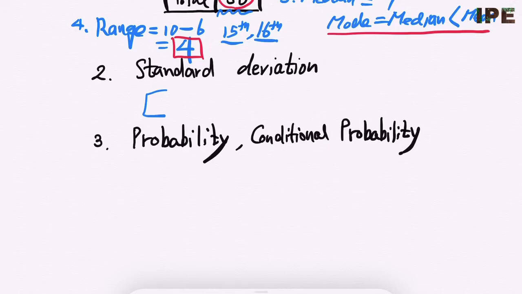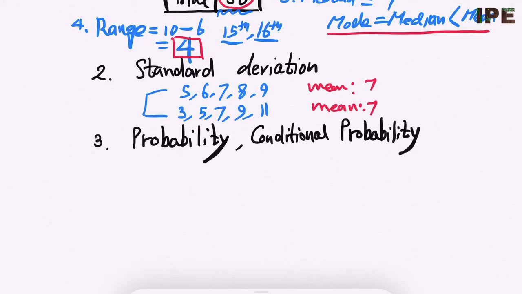There are two data sets. The first one is 5, 6, 7, 8, 9. The second data set is 2, 3, 5, 7, 9, 11. If we find the average of each data set, the average is 7. The mean of the first data set is 7, and the mean of the second data set is 7. They have the same mean, the same average. But they have different standard deviations.